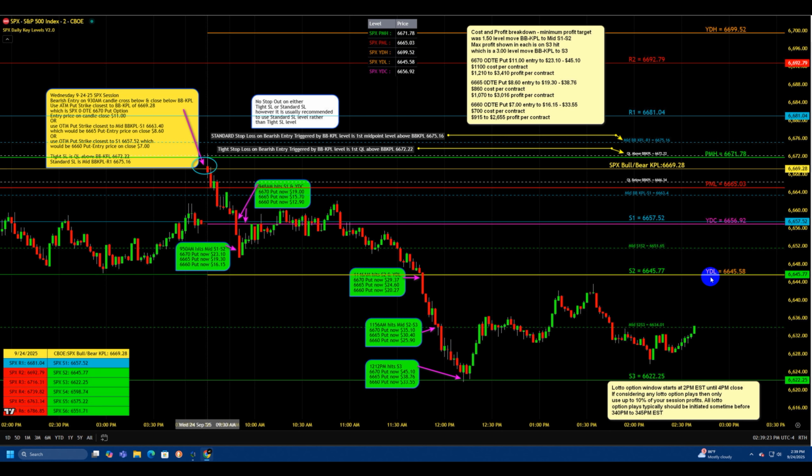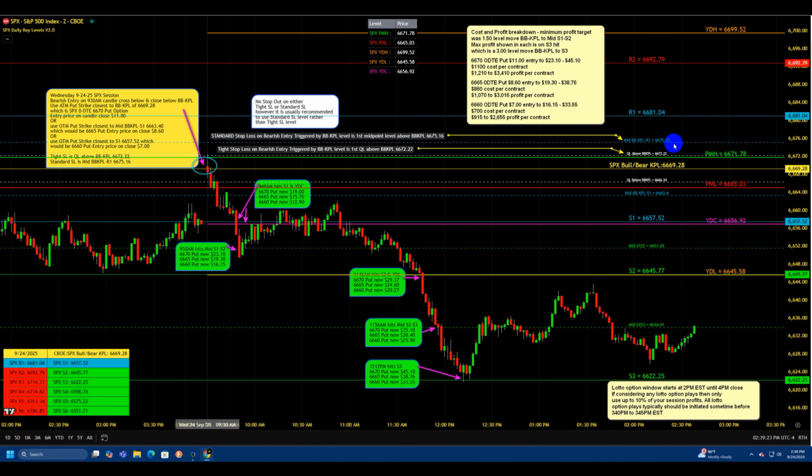Such as the case here, where you have yesterday's daily low at 6645.58, coinciding in confluence with the S2 level for today of 6645.77. So price often seeks to test the PMH and PML during the session, and breaking out of that range, it can also test the YDC, YDL, or the YDH levels. So those are also important levels to keep track of during the session, which is why they were added in this version of the indicator.